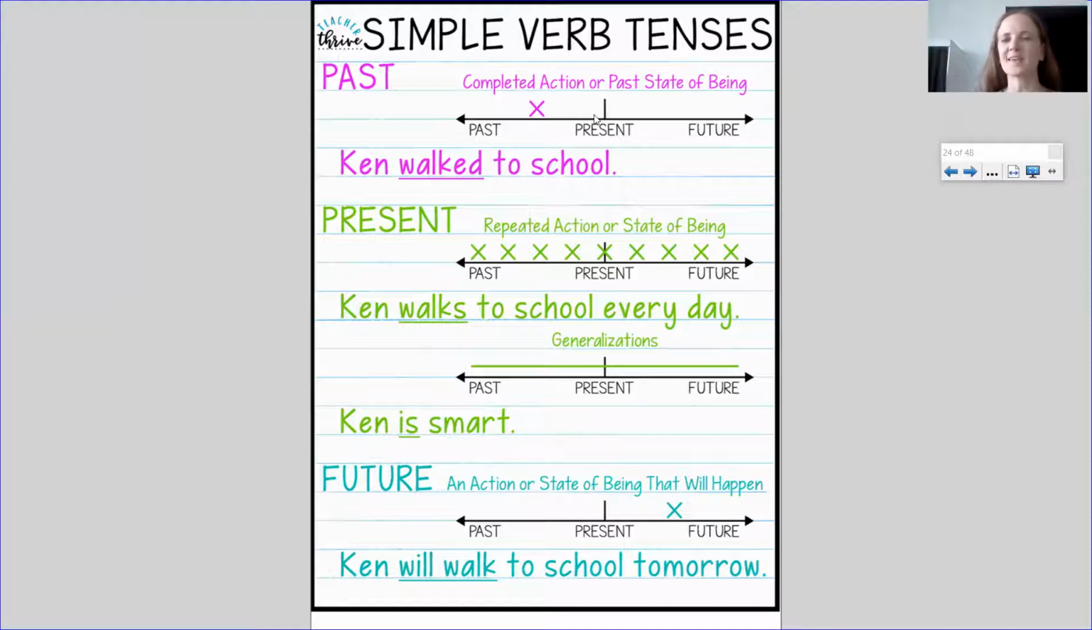So if we go past, Ken walked to school. Present, Ken walks to school, or Ken is smart. And in the future, Ken will walk to school tomorrow.